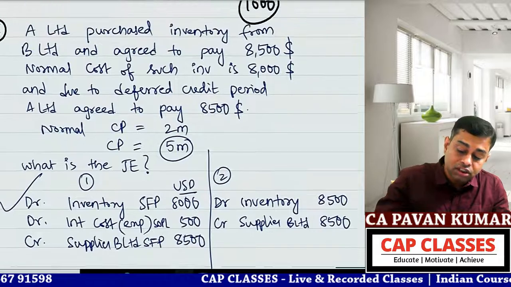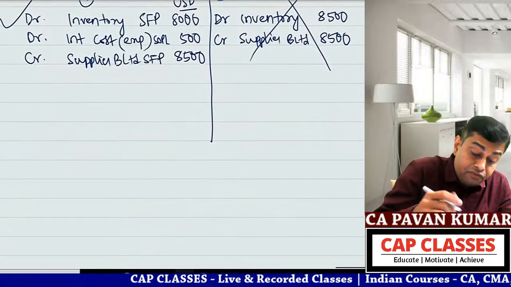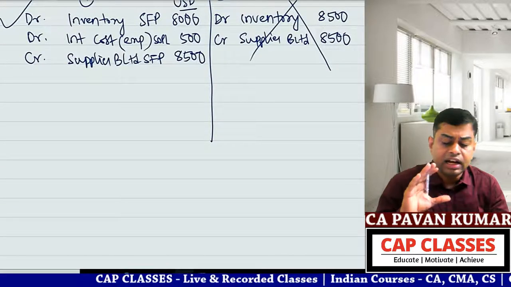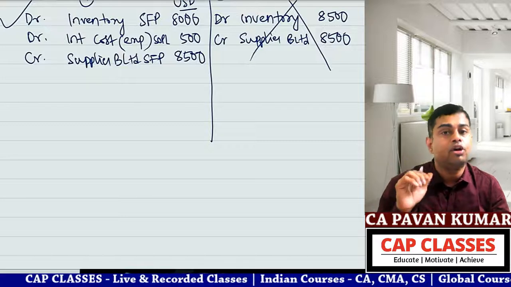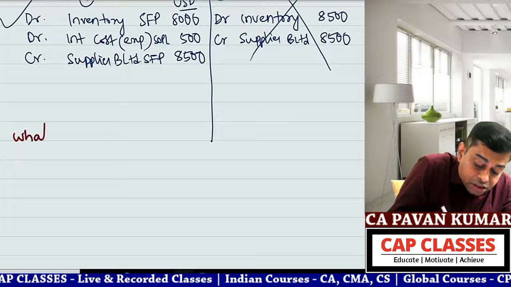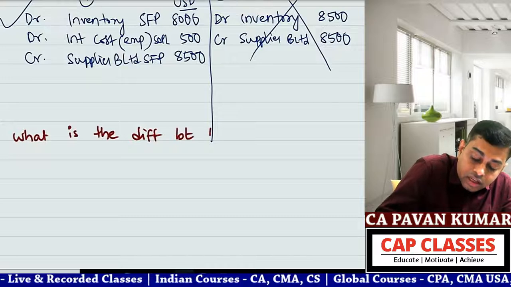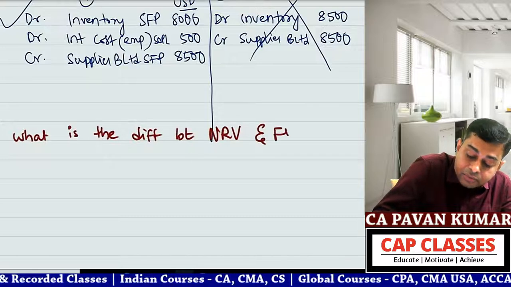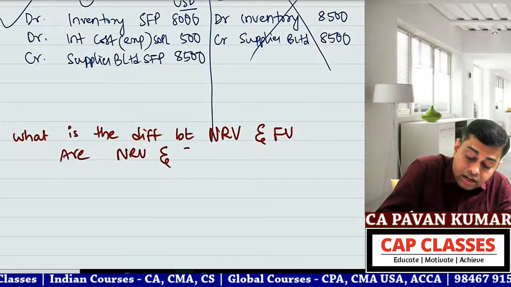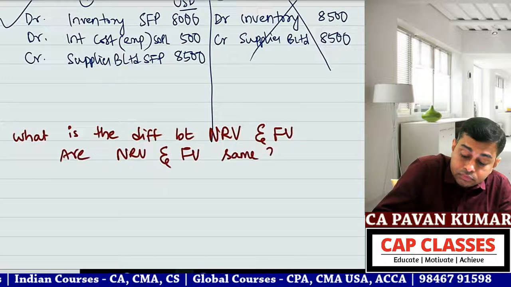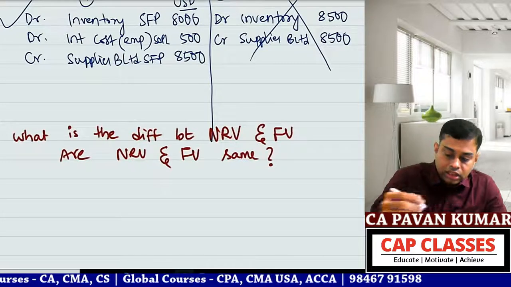Okay. So journal entry 2 is wrong. Journal entry 1 is correct. Then one very important thing, which may not be relevant if you are solving a question in the examination, but from a knowledge point of view is very important. What is the difference between NRV and FV? So my question is, are net realizable value and fair value the same? Are net realizable value and fair value the same? The answer is no.